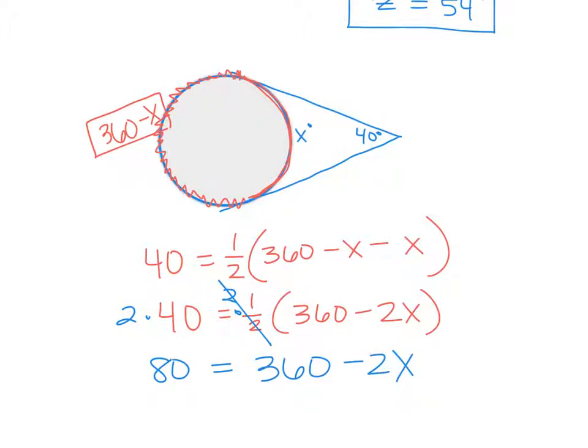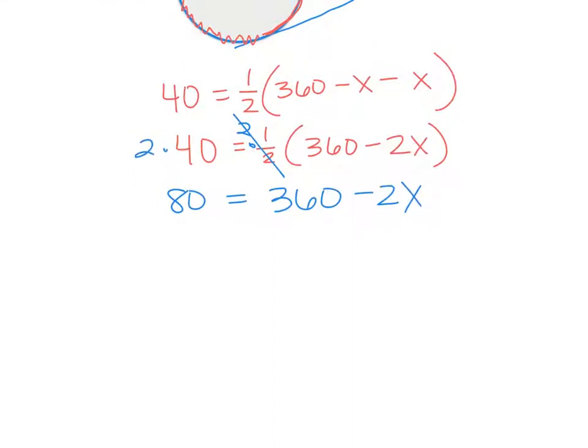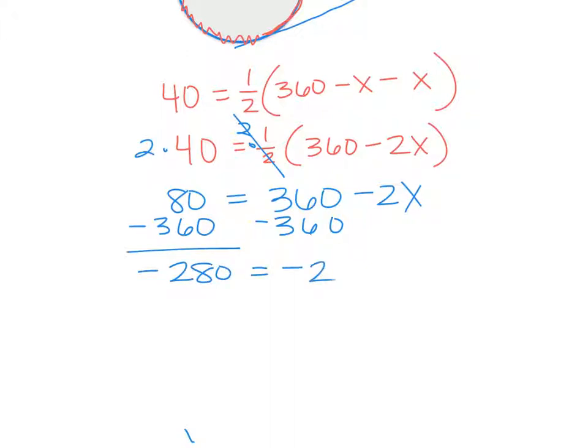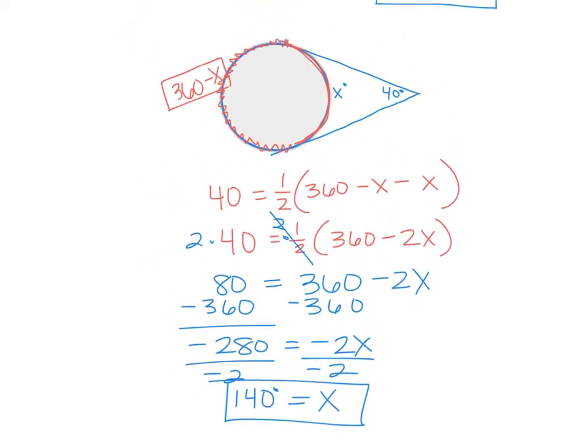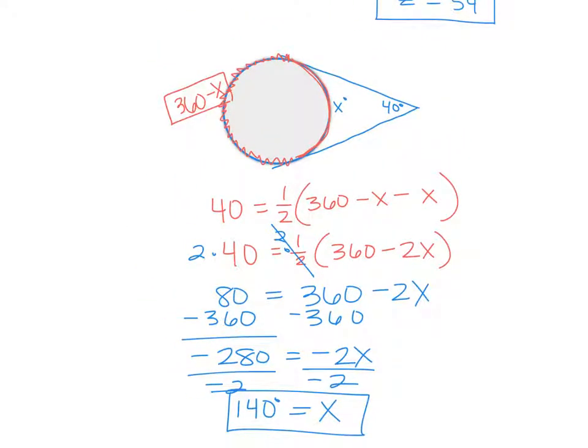And then take away the 360 or take away the 80. Again, it doesn't matter which direction you go as long as you finish off the algebra. So if I do minus 360, I get a negative 280 equals a negative 2x. Divide by negative 2. And x is 140. Okay, so this arc right here is 140 degrees.